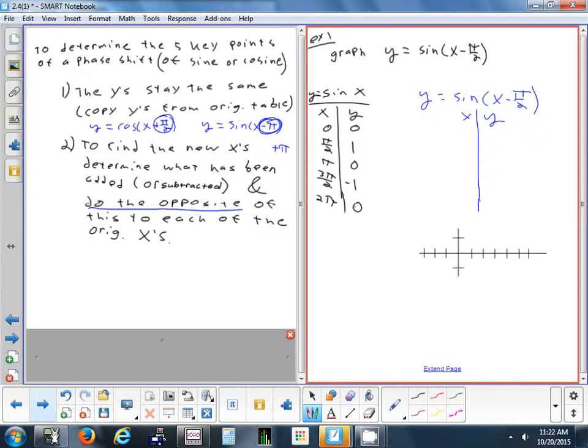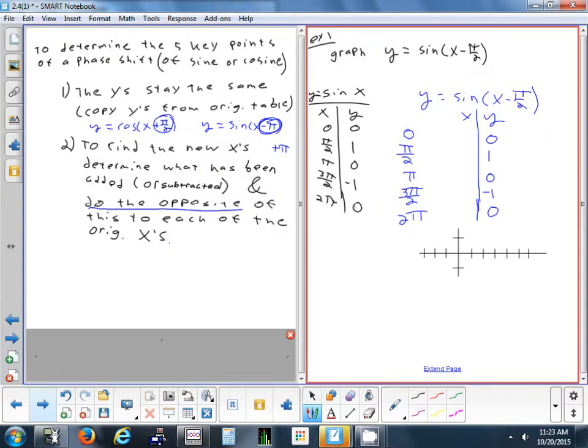When you do a phase shift, which column stays the same, the x's or the y's? Yeah, the y's. All the y's stay the same. So we're going to copy those down from the original table: 0, 1, 0, negative 1, 0. All right, so y's stayed the same. X's are going to change. I'm going to take all the original x's: 0, pi over 2, pi, 3 pi over 2, and 2 pi.